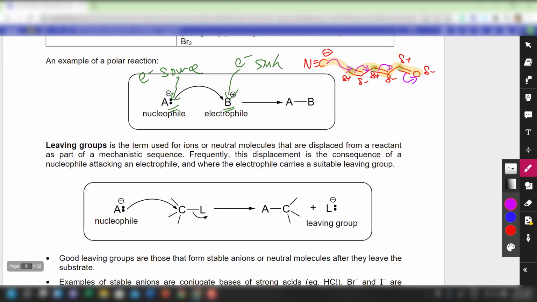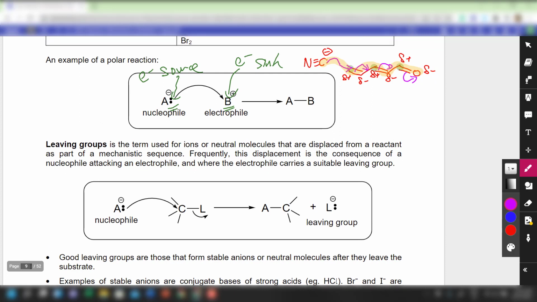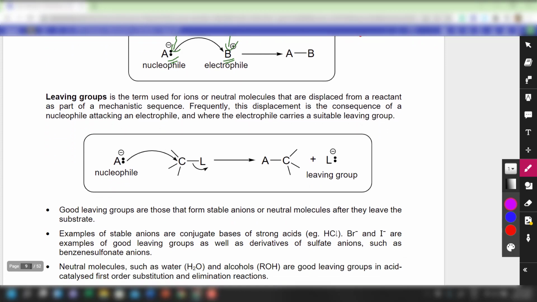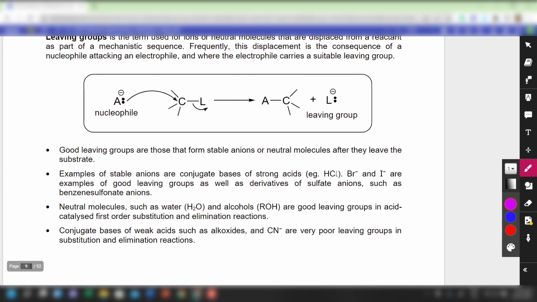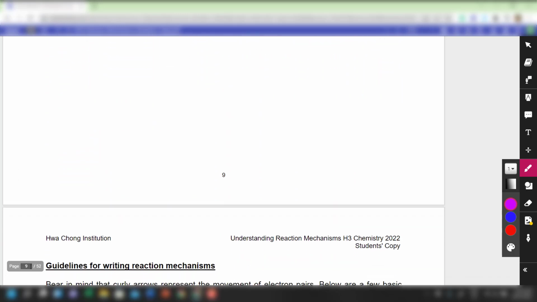I have to spend a little bit of time here because normally when students do arrow pushing, they tend to have more than 8 electrons on one of the carbon, nitrogen or oxygen atoms. So you have to be really careful about this. Another term we often use is leaving group. I think this needs no introduction, so I'm just going to skip this.